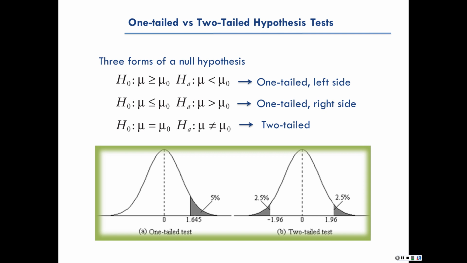If we were making a one-tailed right side alternate hypothesis, say that body mass index was greater than 25, we would be looking for just the 5% at the upper right tail of the distribution.